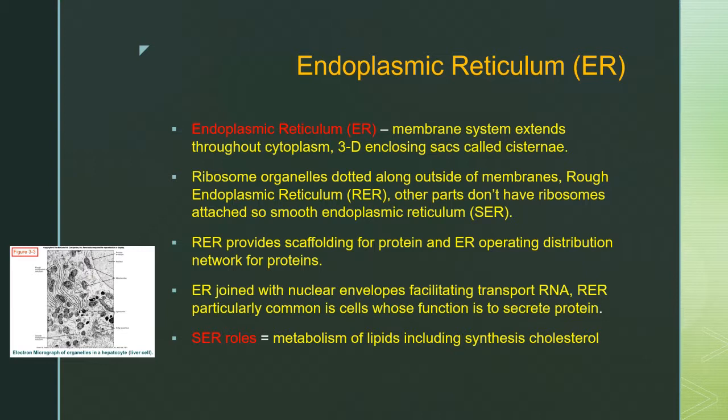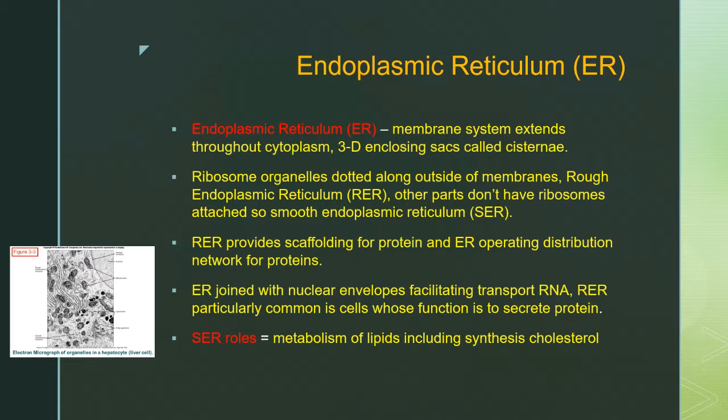So now we're going to talk about the endoplasmic reticulum, or the ER. The ER is a membrane system extending throughout the cytoplasm with 3D enclosing sacs called cisternae. The ribosome organelles will be dotted along the outside of these membranes, and this can be called the rough endoplasmic reticulum, or the RER, and the other parts which do not have ribosomes attached to them are called the smooth endoplasmic reticulum, the SER. So we're going to abbreviate those and just describe it like that.